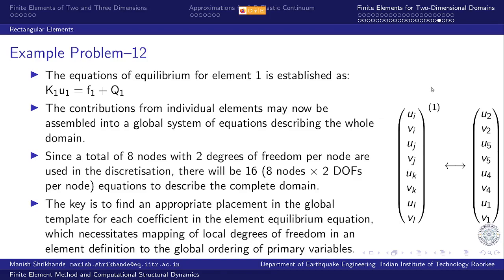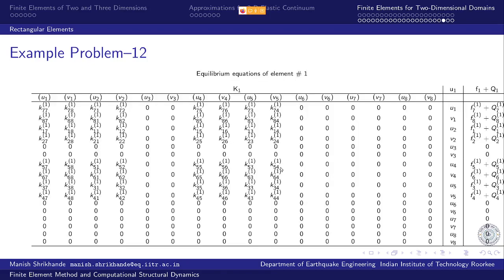So these are the local node numbers for element 1 and these are the corresponding mappings in the global node numbering. So the corresponding stiffness terms would go in the respective places of this global system of equations. So this is what the assembly is. Here we have all the 16 rows corresponding to each variable and these are the columns corresponding to each variable. So here we have terms corresponding to Ul and Vl.